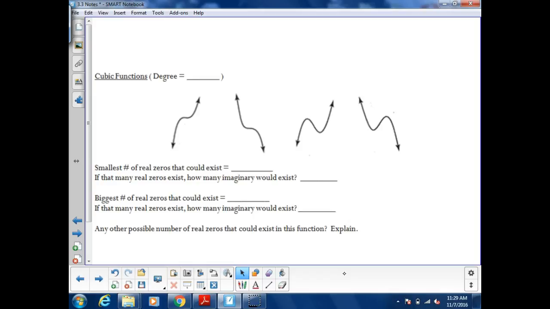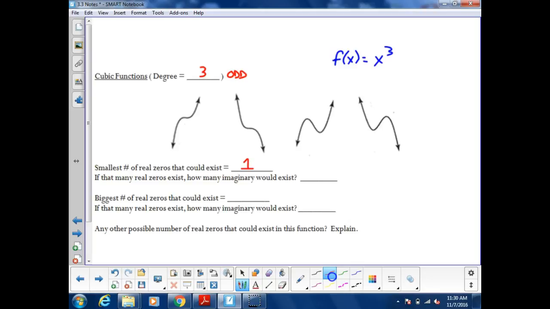All right, let's talk cubic functions. We should be able to burn through this one. What's the degree? I'll give you an example of a cubic function: f of x equals x cubed. What's the degree? 3. Is that odd or even? That is odd. That tells me what? They're going in different directions. So I have to have at least 1. The smallest number of real zeros that would exist would be 1.